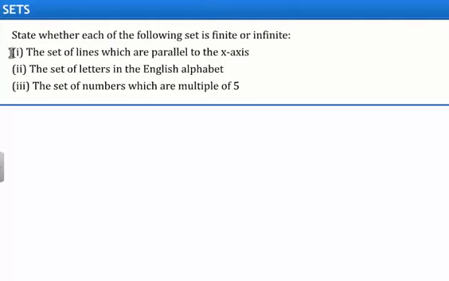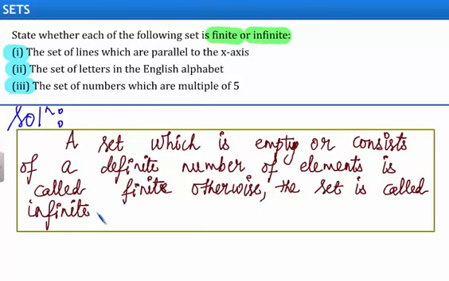In this problem, we are given three sets. We need to state whether each of the following set is finite or infinite. Let us begin with the solution. Let us recall the definition of finite and infinite sets. A set which is empty or consists of a definite number of elements is called finite. Otherwise, the set is called infinite.